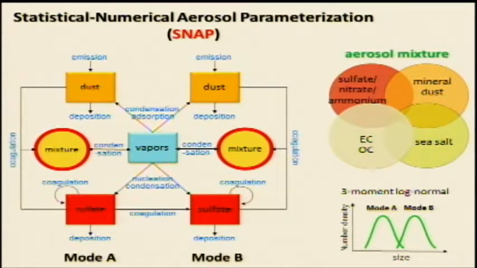The only way to form a mixture in current models is the condensation of sulfuric acid onto dust. But we think that process is either false or too weak, and we think the main process is collision. So we included the coagulation between dust and sulfate particles to form a different type of mixture. Of course, this can be applied to sulfate and soot also.